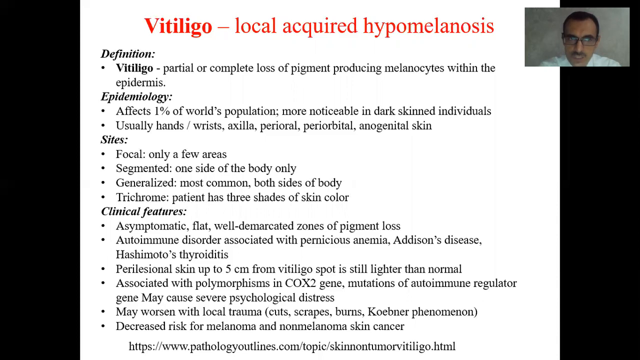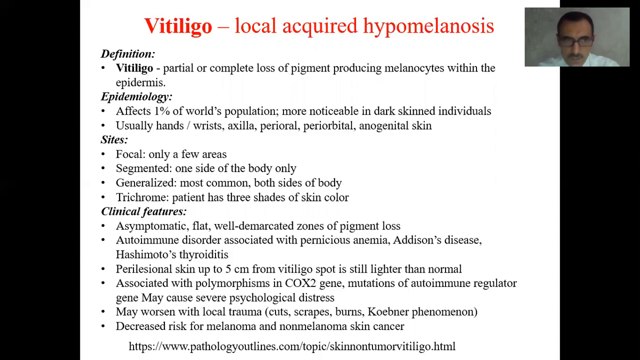The epidemiology: it affects 1% of the world population, more noticeable in dark-skinned individuals, usually hands, wrist, axilla, perioral, periorbital, and anogenital skin areas affected. Which sites are affected? There may be focally only a few areas, segmented, one side of the body only, generalized, most common, both sides of the body, and trichrome. Patients have 3 shades of skin color.